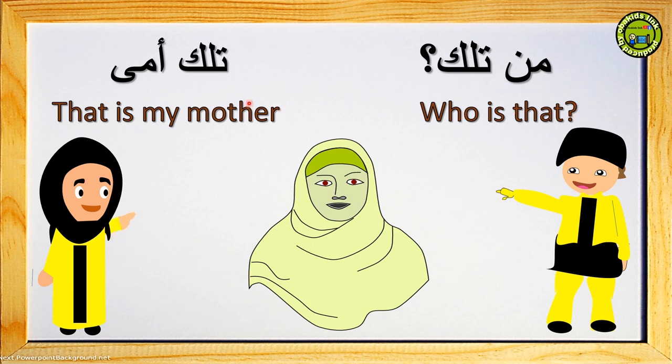The reply to it is tilka ummi. Tilka is the subject and ummi is the predicate. Tilka ummi means that is my mother. As you can see here, tilka is the subject and ummi is the predicate, except that ummi carries yaa, which means my. Because in the question we are asking who that person is, the reply has to be feminine, not masculine, since tilka is used for feminine.